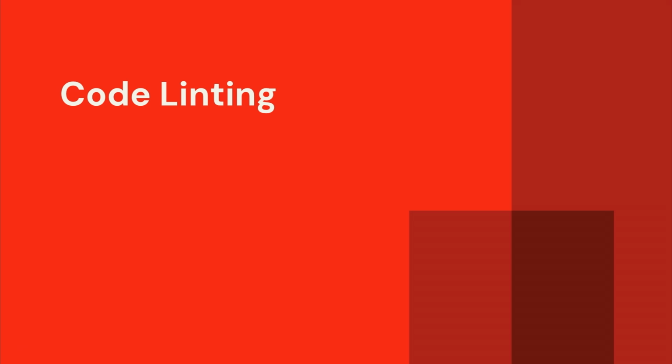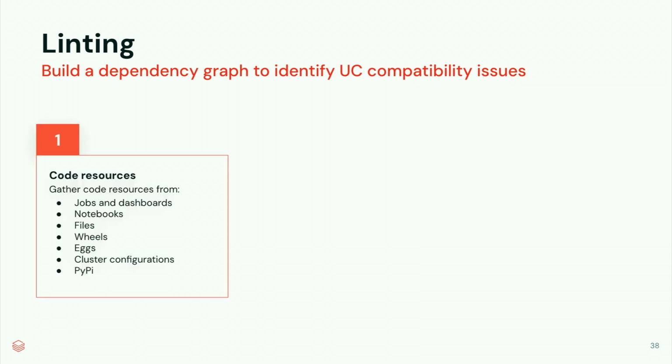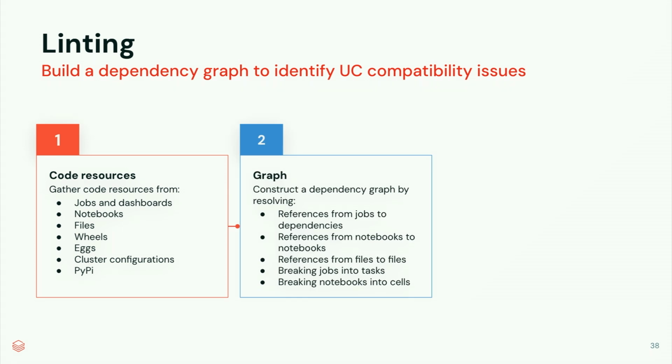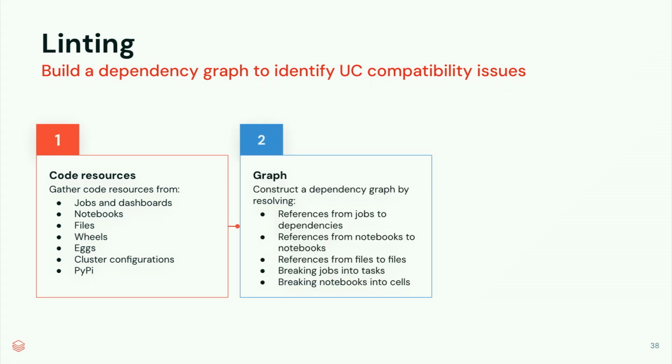Okay, code linting. Once you've migrated all your tables to HMS, we're linting the code, or we have to migrate the code. The way we lint code, we have two main options. We can lint existing workflows, or we can lint static code. Static code as in code in your Git repository, SQL queries, libraries. So we can look for code in jobs and dashboards, in notebooks, in files, in wheels, in eggs, cluster configuration, and PyPI.